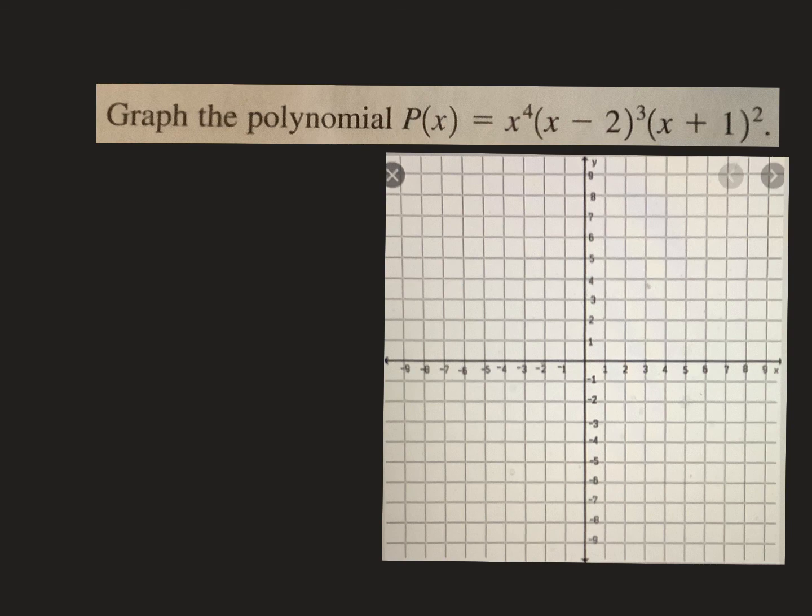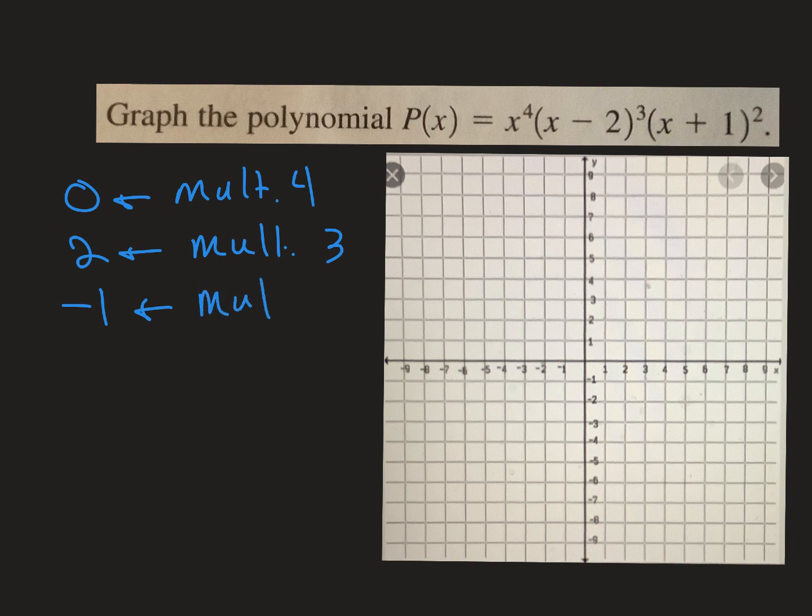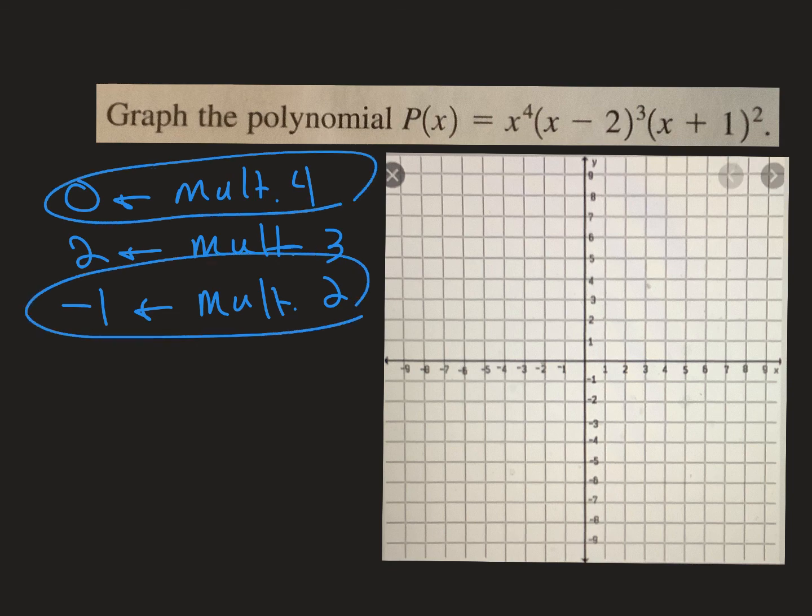All right, graph this one. Now, this one's already factored for us, so I'm going to find my zeros. My zeros are 0 and 2 and negative 1. Now, 0 has multiplicity 4 because it has an even exponent. 2 has multiplicity 3, and negative 1 has multiplicity 2. Now, the even multiplicities, remember, the graph's going to bounce. So it's going to bounce at the 0 and negative 1. So I'm going to put a 0 here, a negative 1 there, a 2 there.